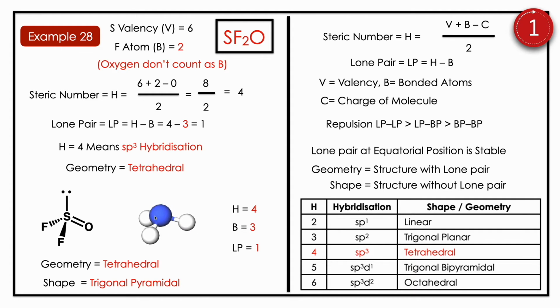So H4 means sp3 hybridization. Geometry will be tetrahedral. You have one lone pair in the system, and oxygen is the tricky one. So sulfur will be in the middle, with oxygen and fluorine at the corners. Lone pair is not visible. So the shape of SF2O is trigonal pyramidal.